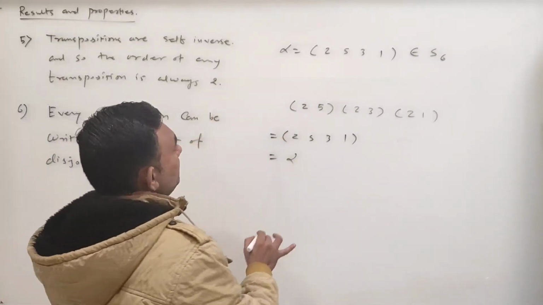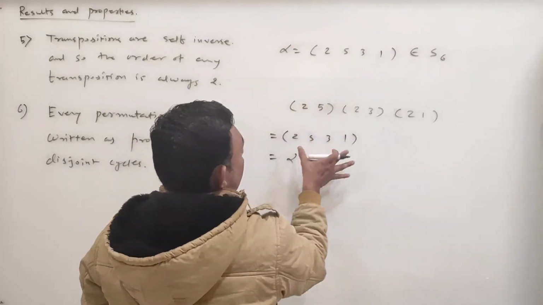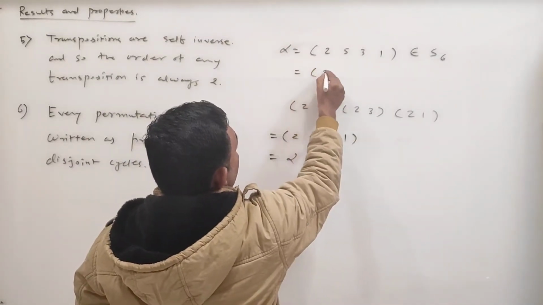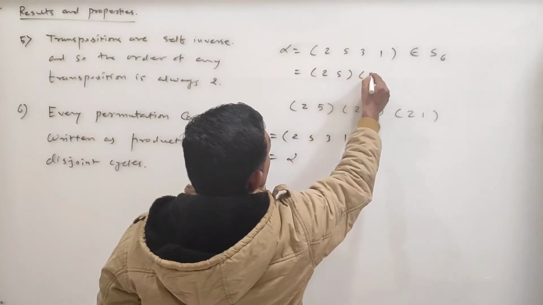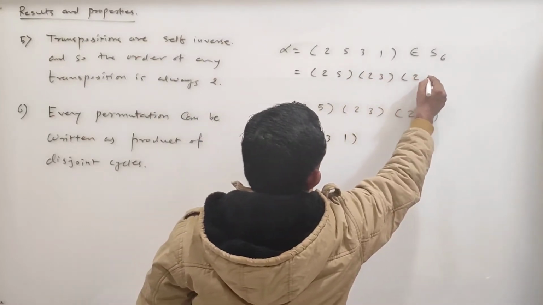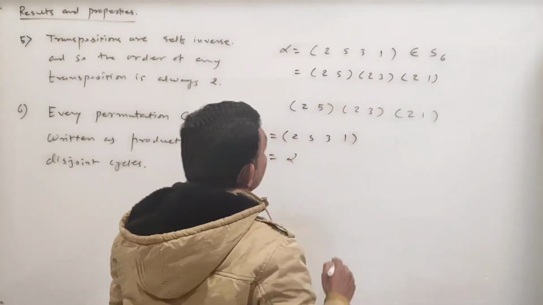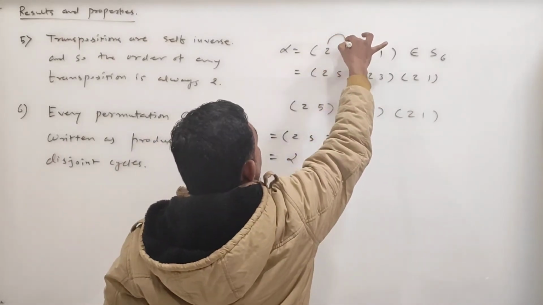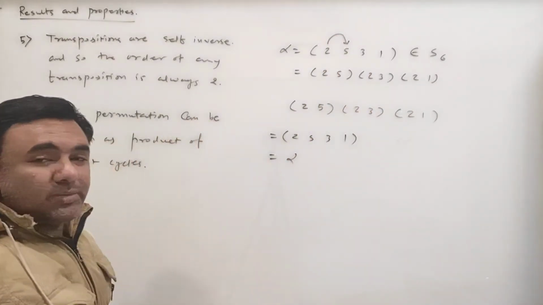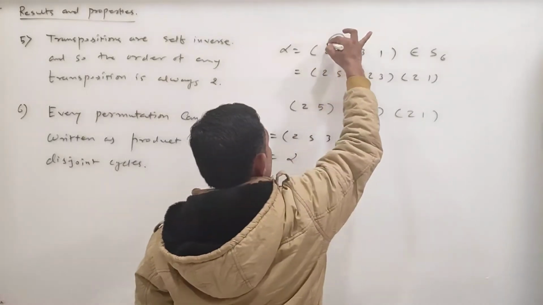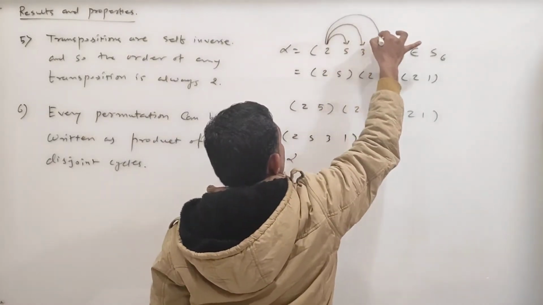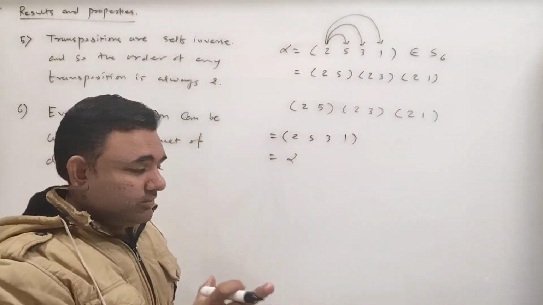So what does it mean? I can write this thing: this one is this one, and it is (2 5)(2 3)(2 1). So how did I write this? I fixed 2, made pairs of it: 2 with 5, the one next to it, then 2 with 3, then 2 with 1. So this is a trick, right?